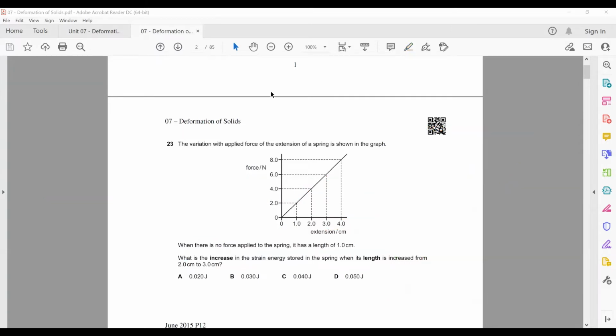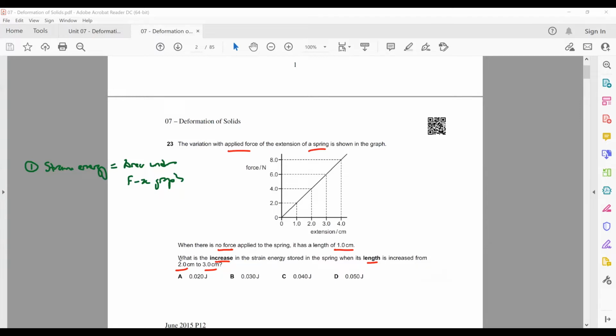Now the variation with applied force of the extension of the spring is shown in this graph. When there's no force applied to the spring, it has a length of 1 centimeter. What is the increase in strain energy stored in the spring when its length is increased from 2 centimeter to 3 centimeter? Okay, so this one here, you still understand the fact that strain energy is area under the force extension graph.